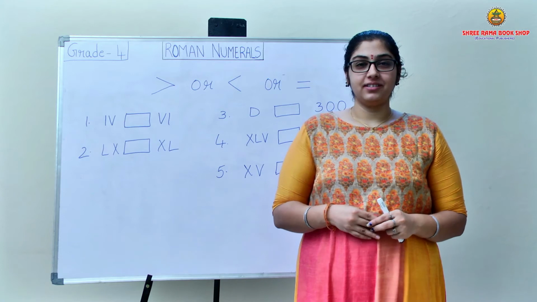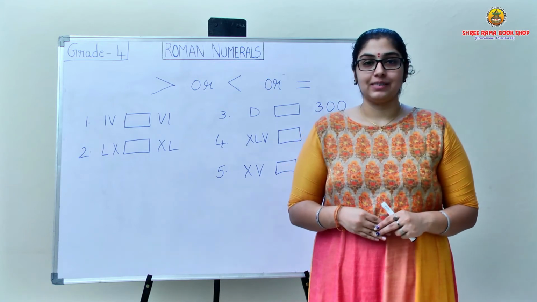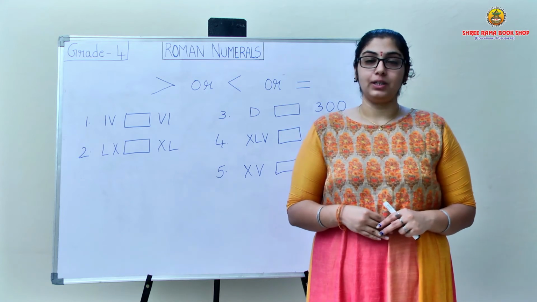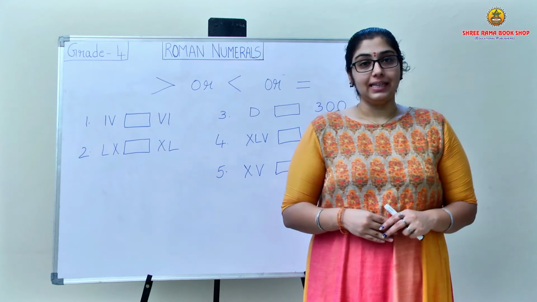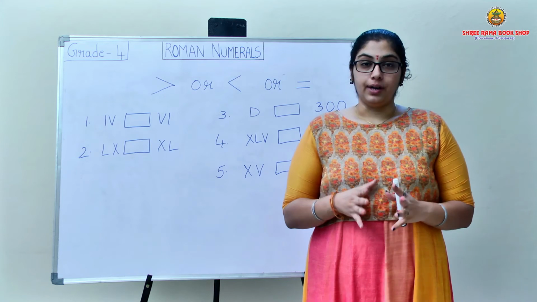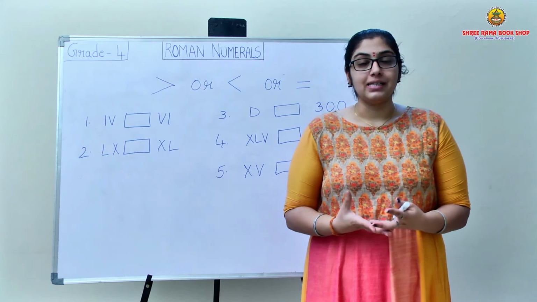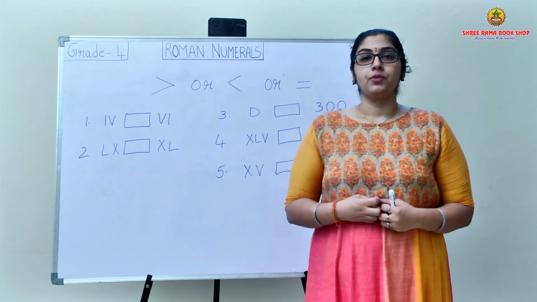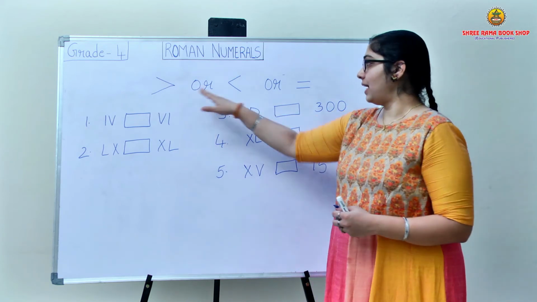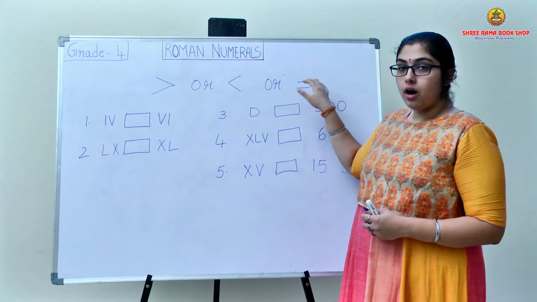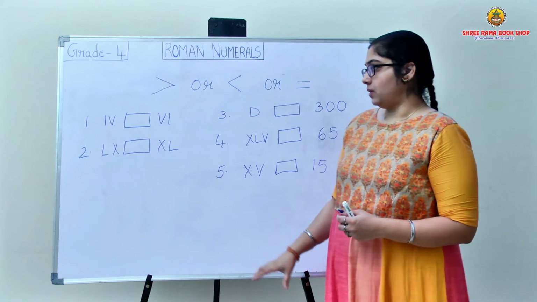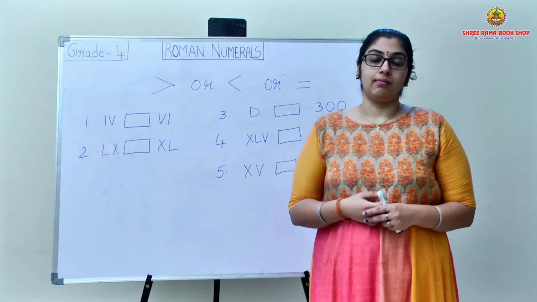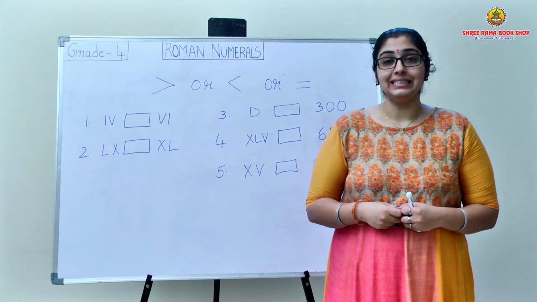Welcome to the class, children. We have learned in our previous classes what Roman symbols are, and we have also seen a chart where we have all the Roman numbers from 1 to 1000, right? Now we will learn some more concepts, like how to compare Roman numbers: greater than, smaller than or equal to. I have some examples on the board. We will do these examples so you can have an idea how to compare the Roman numbers.